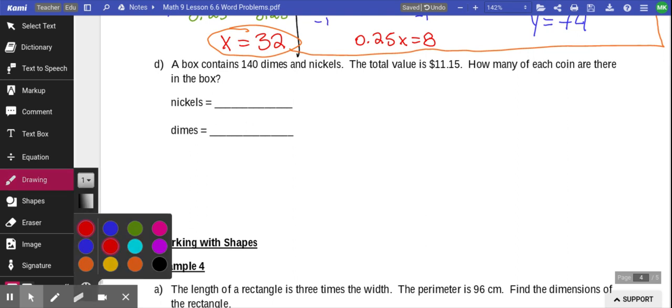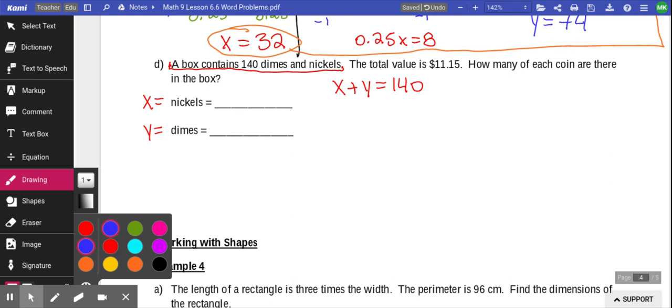Awesome. To set up this equation, the first question says a number contains 140 dimes and nickels. I don't know which one's which, so I'm going to say x is nickels. I'm going to say y is the number of dimes I have. If there's 140 of them, that means if I was to add the number of dimes and the number of nickels, I should get 140.